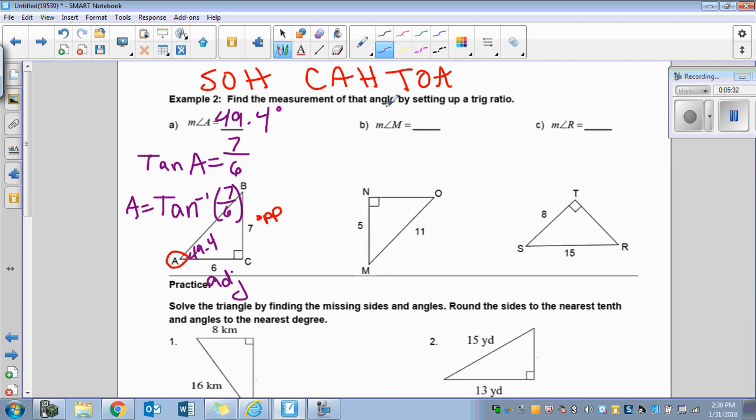All right, it says find the measure of this angle. My reference angle is angle M. So I'm not using O, and I can never use my right angle. I can never use N. But I'm going to circle M. And so I'm going to circle my reference angle. That's my first step. My second step is to label my sides.